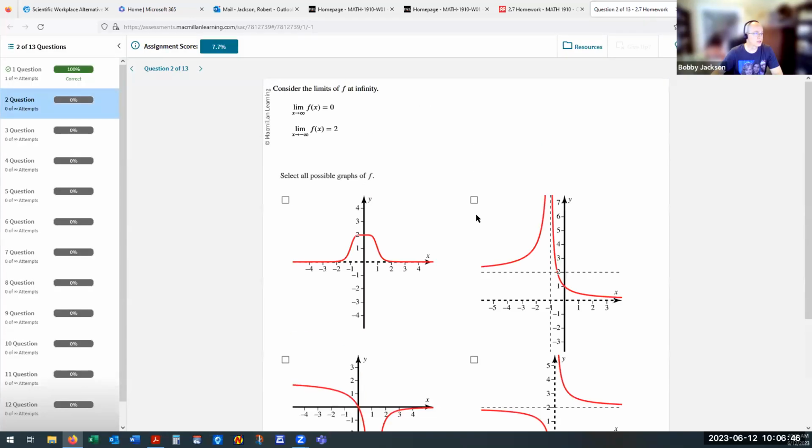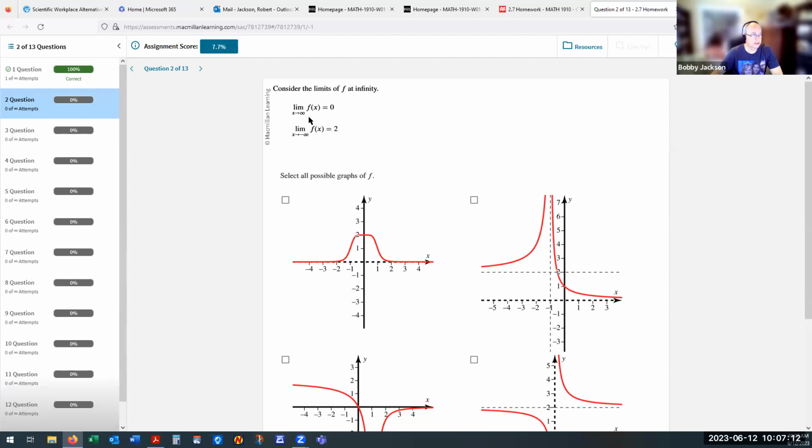And let's look at the next question. Here we have multiple choice. We have 4 different graphs to choose from. Select all possible graphs for this. We have 2 limits. The limit as x goes to infinity is 0, and x goes to negative infinity is 2. Okay, so for this function, as x gets larger and larger, we're clearly approaching very rapidly y equals 0.